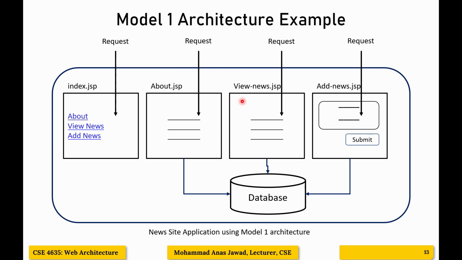So as you can understand, all these pages are self-sufficient. That is, they are responsible for handling the request, for processing the request, and sending the response to the client, right? So we can understand the simplicity of Model 1 architecture from this example, right? But as we have already stated, if this was a larger web application, then we would have had a lot of problems maintaining this project, right?